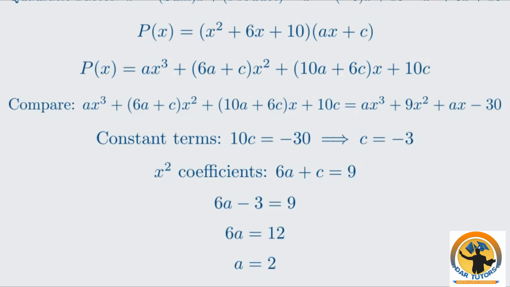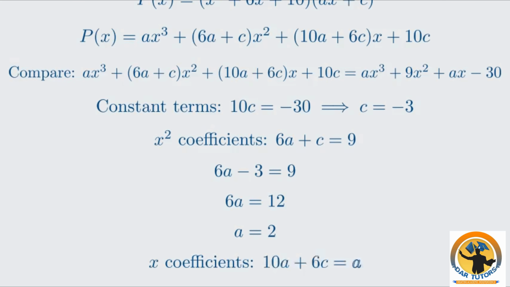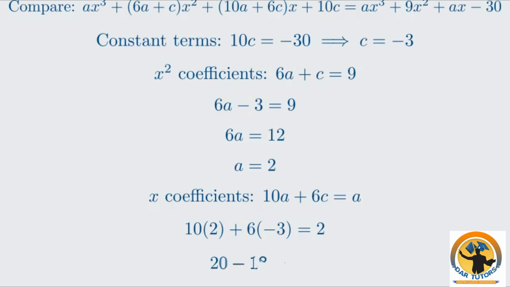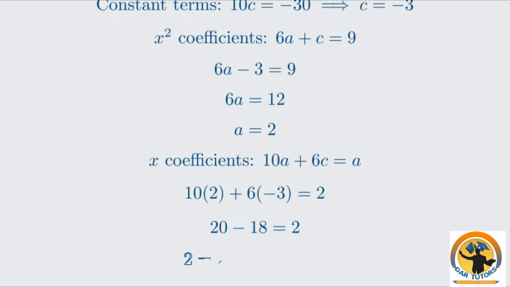Let's check this with the x coefficients. The coefficient of x is 10a + 6c. Substituting our values, we get 10 times 2 plus 6 times -3, which is 20 - 18, which equals 2. The original coefficient of x was a, which we found to be 2. The values are consistent. So a equals 2, and the linear factor is ax + c, which is 2x - 3.